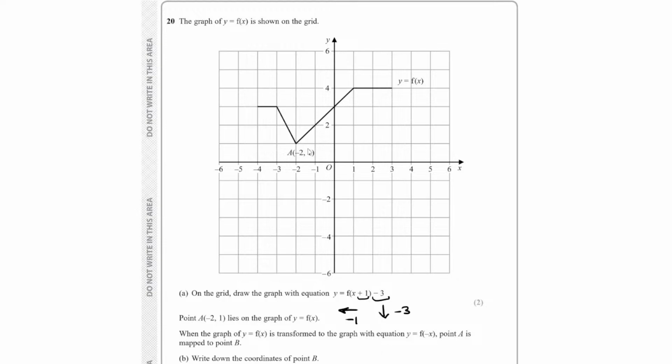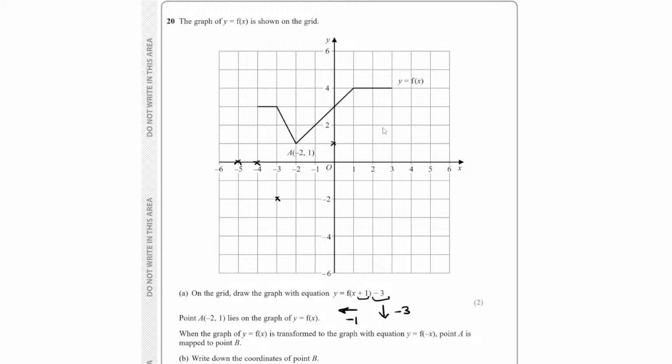Now you can either draw it one of them at a time and then draw the second one. In this case, because they're both translations, they're just moving around, I'm probably just going to do them all in one. So I just pick out a few exact points. This one at the end, 1 to the left, 3 down. This one here, 1 to the left, 3 down. This one down here, 1 to the left, 3 down, 1, 2, 3. This one here, 1 to the left, 3 down. Do you see what I mean?